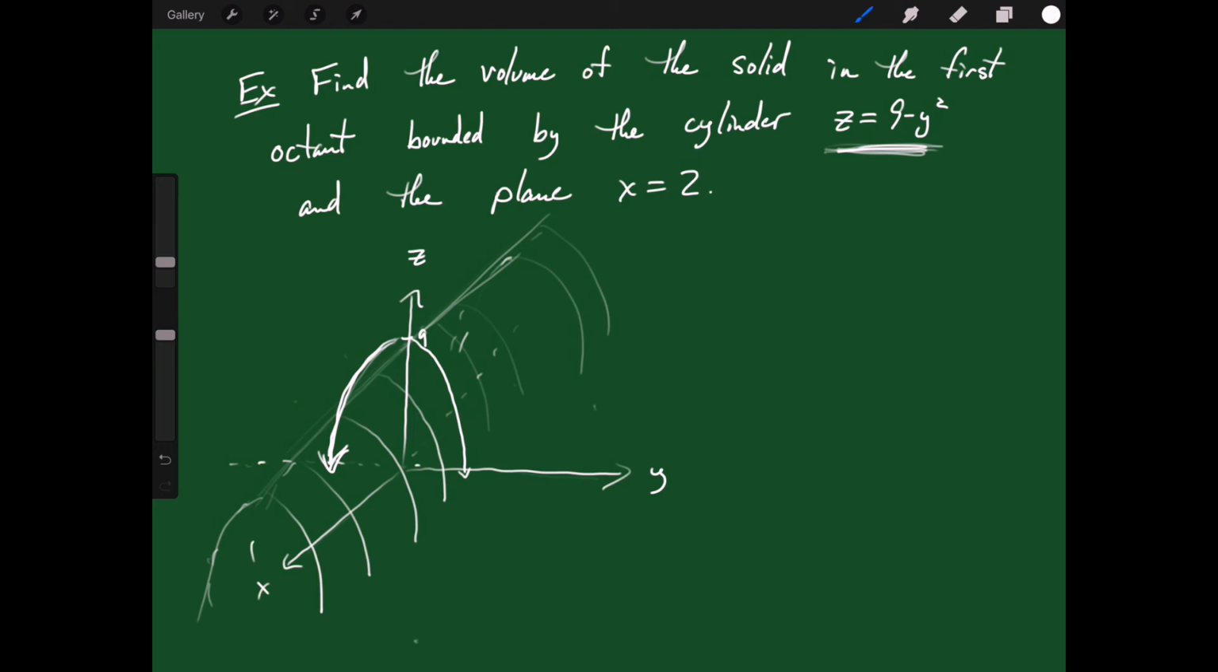All right. Now, what this says it's also bounded by is the plane x is equal to 2. Well, what does that look like? Now let's back up a little bit, since we know what this looks like, and I'm going to erase a little bit of what I've drawn.